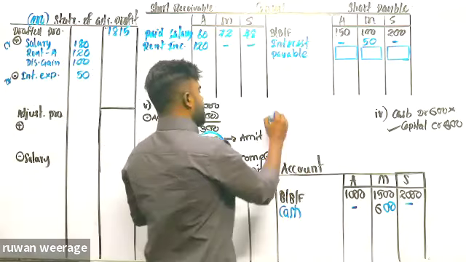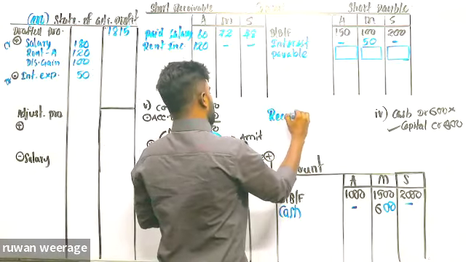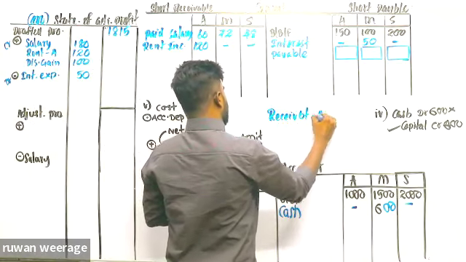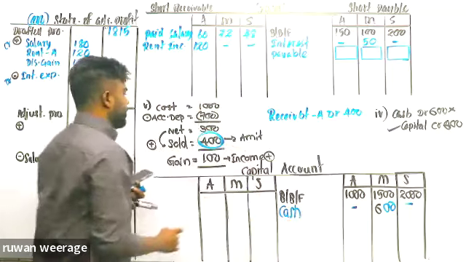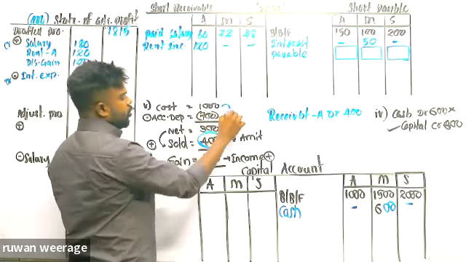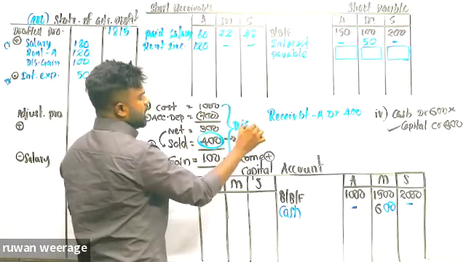So what's the double entry? Receivable from Amit. Receivable from Amit debit 400. Then all the things you have to record in the disposal account.